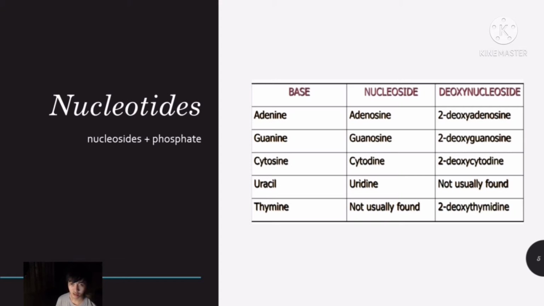And for the deoxynucleosides, for these nitrogenous bases, we have 2-deoxyadenosine for adenine, 2-deoxyguanosine for guanine, 2-deoxycytidine for cytosine, and 2-deoxythymidine for thymine. Deoxynucleoside for uracil is not usually found because uracil is a nitrogenous base of RNA, or ribonucleic acid. That's why it indicates that it's not usually found in this table.